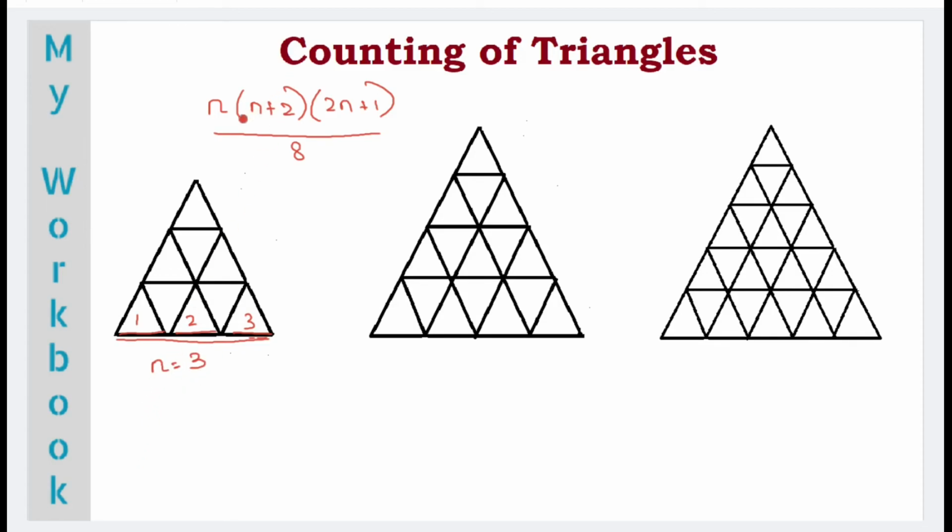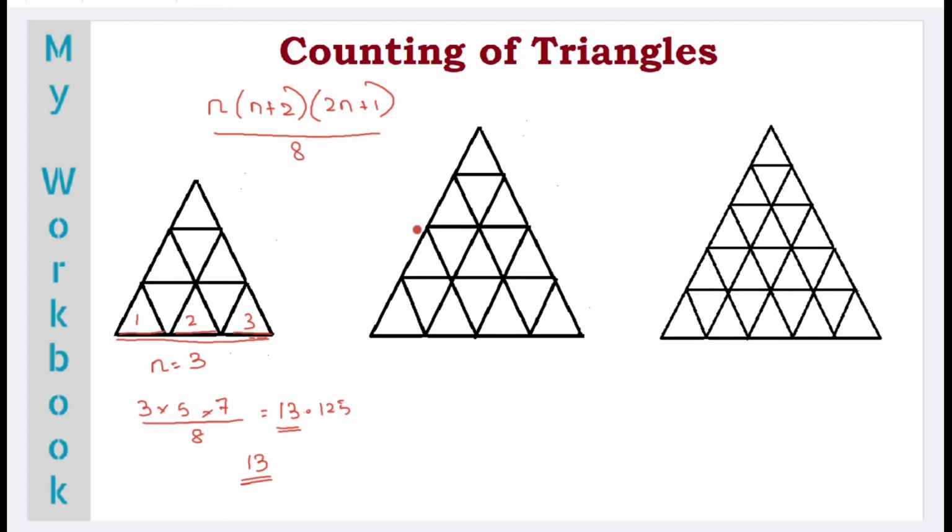And if we substitute n as 3 here, what will we get? 3 into 3 plus 2 is 5, into 2 3s are 6, 6 plus 1 is 7. So 3 into 5 into 7 divided by 8. This will give 13.125. We can drop the decimal portion and consider only the whole number. So the total number of triangles in this image is 13.